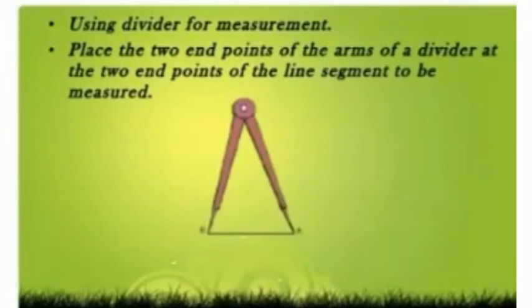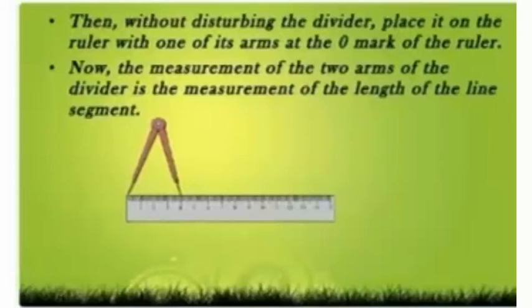Using a divider for measurement, place the two end points of the arms of a divider at the two end points of the line segment to be measured. Then without disturbing the divider, place it on the ruler with one of its arms at the 0 mark of the ruler. Now the measurement of the two arms of the divider is the measurement of the length of the line segment.